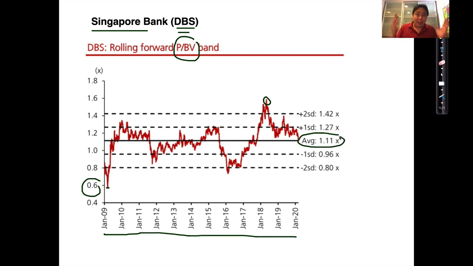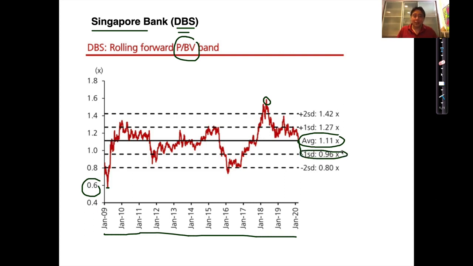So it's as simple as that. So it tells you that 1.11 is the fair price of the bank, right? So anything above that is expensive. Anything below that is cheap, okay? And you can see it gets expensive to cheap, and so on and so forth. So about 2 months ago, during the COVID-19 crash, what happened, right? The price of DBS Bank dropped, and the price to book ratio went down to about 0.96.